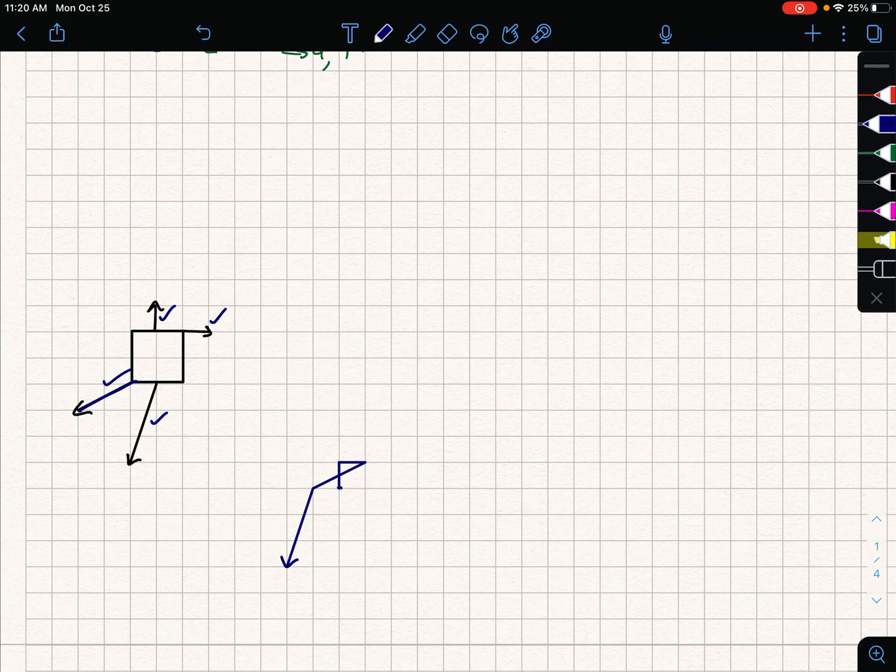All right, this vector has a resultant. I want to switch back to my other color. This vector has a resultant that looks something like this. It looks like it's going to the left 2 and down 3.